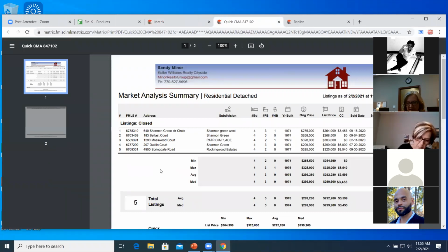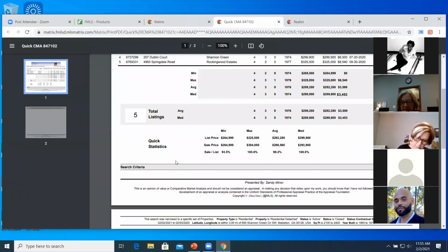And it brings this up for me. I go down to the bottom and look at the quick stats. The average is what I look at. The average list price was $292, the median was $299.9. The average sales price was $286,560, and the median was $293. The list to sale percentage, the average is 98.2%. So this is very informative.